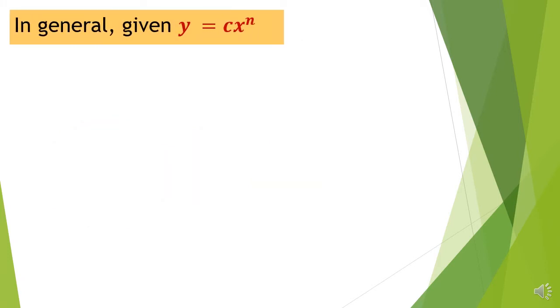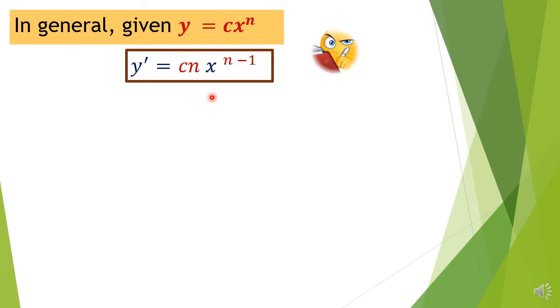In general, given y equal to cx to the n, where c is a constant coefficient and n is the exponent, again with y being a function of x, we have y prime, or the derivative dy over dx, equal to cn. Meaning we just multiply the constant coefficient by the exponent, and then we copy the base, but this time we subtract 1 from the exponent. Okay, so that will be our formula.